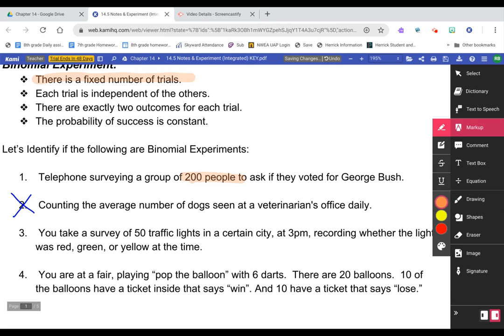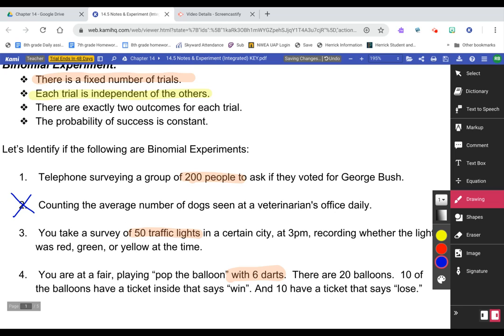All right, number 3, you take a survey of 50 traffic lights. We can stop there. 50 traffic lights is our fixed number of trials. And finally, number 4, you are at a fair playing Pop the Balloon with 6 darts. Yep, fixed number of trials. 6 of those darts we throw. Okay. Next, each trial is independent of the other.